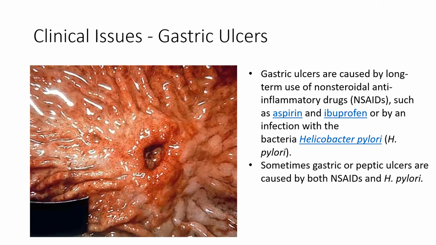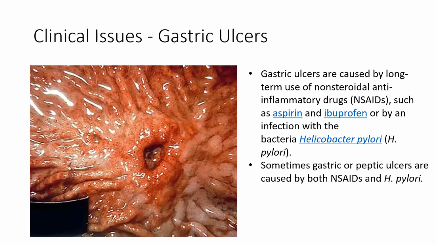Problems: ulcers, gastric ulcers. A gastric ulcer occurs as an infection of the lining of the stomach. It's caused by a bacteria known as Helicobacter pylori.